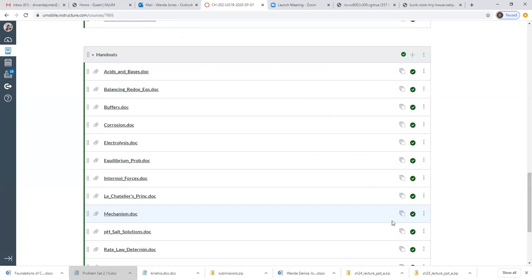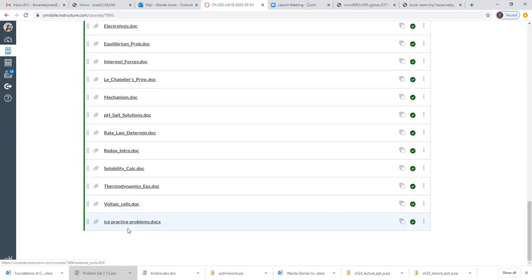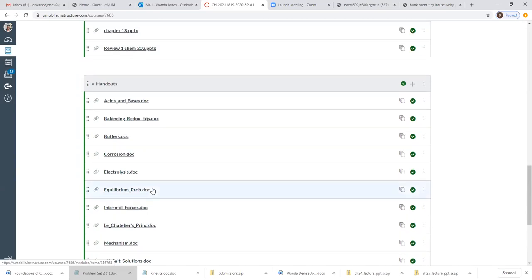All right, so I have pulled up your handouts. There are several handouts here. You got balancing redox equation, you got corrosion, you got electrolysis. Let me see what else is down here. Redox and voltaic cells. Those are all of the ones, and then thermodynamics, that is from chapter number 19. So make sure you pull up all of those. So there are several ones that you need.